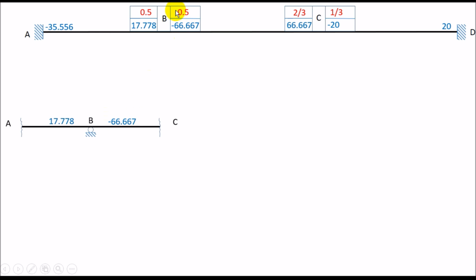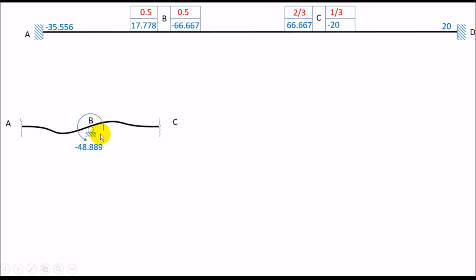Now there's a concept that I'll be teaching you right now. Consider this joint B and consider the fixed end moments here: 17.778 and minus 66.667. Since 17.778 is positive, it's a clockwise moment, and minus 66.667, since it's negative, it's an anti-clockwise moment. Both these moments are acting at a single joint, so they will form a resultant. I can just add them up, and I'll get a resultant anti-clockwise moment of negative 48.889. It's just simple addition of these two.